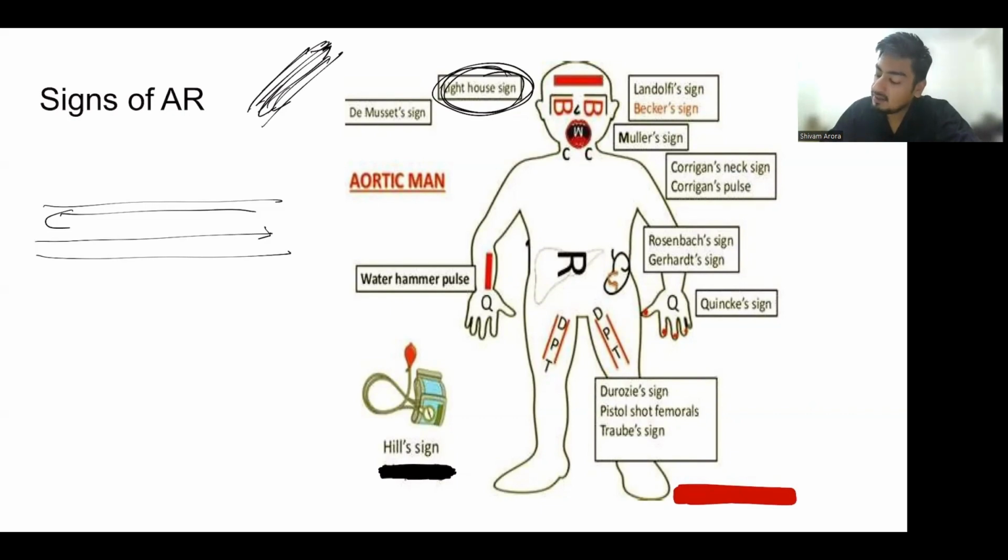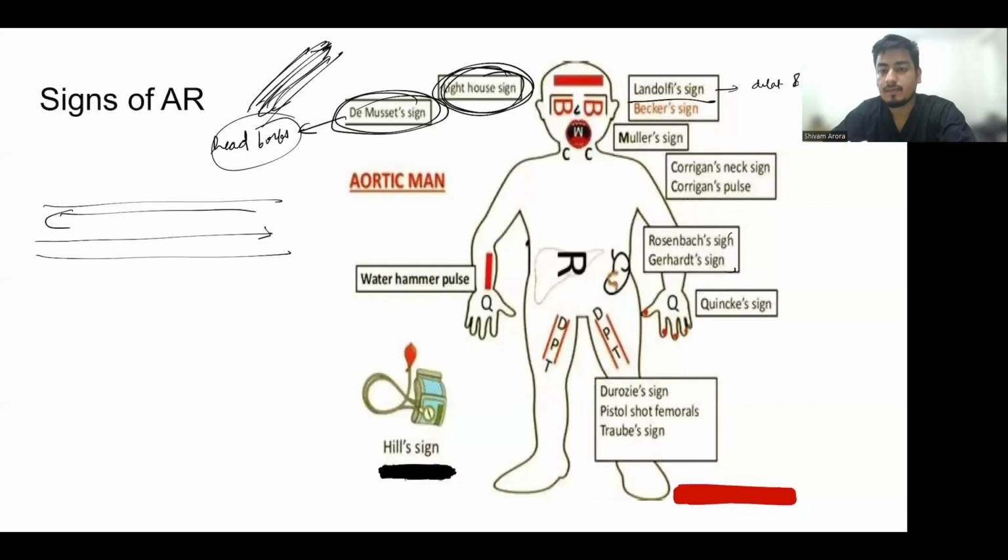Okay. Another sign is de Musset's sign. De Musset's sign is head bobbing. The systolic filling of the major vessels and diastolic runoff leading to bobbing of the head, which is known as de Musset's sign. And we have Landolfi's sign, in which there is dilatation and constriction of pupils. Okay. Becker's sign, which is seen with the help of a fundoscope, in which there is pulsation in retinal arteries.